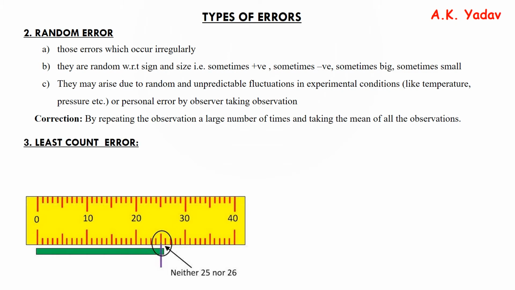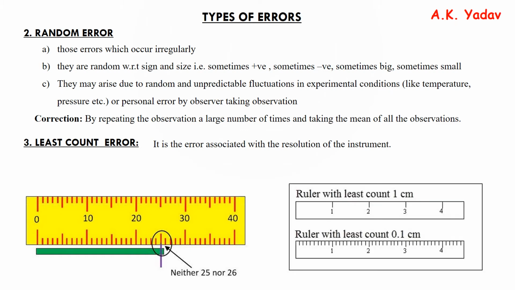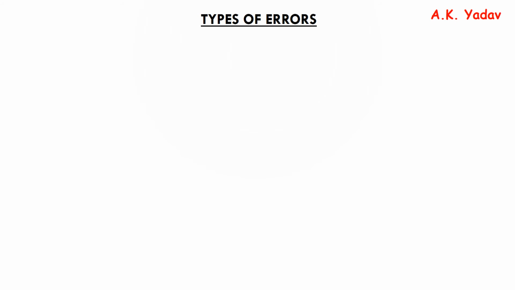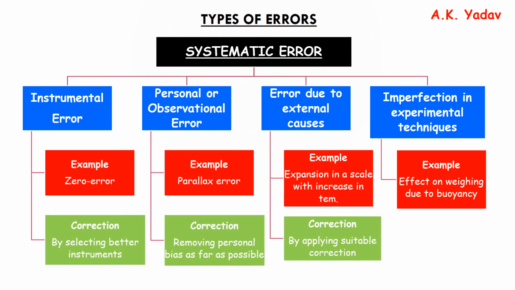The last error in the different types of error is least count error. It is the error associated with the resolution of the instrument. Now, which scale will you prefer? I will definitely prefer the second scale because it has more resolution. It will give a more precise value. So how can I eliminate or correct the least count error? By using an instrument of higher precision and by improving the experimental techniques. Okay, now we were doing the types of error. Whatever I taught you, the different types of systematic errors, is summarized in this table.